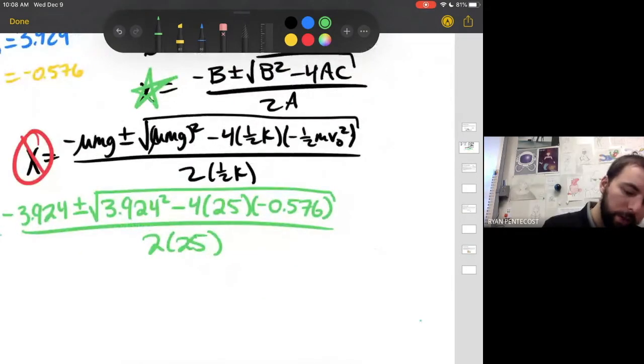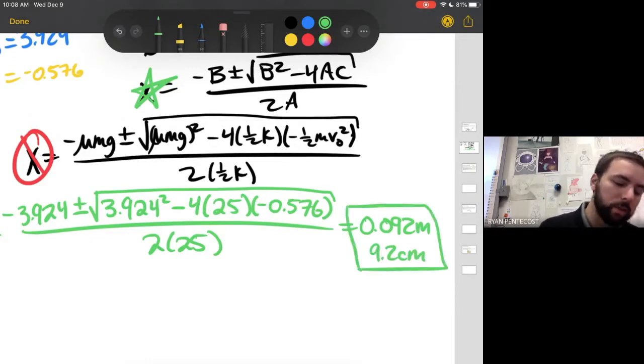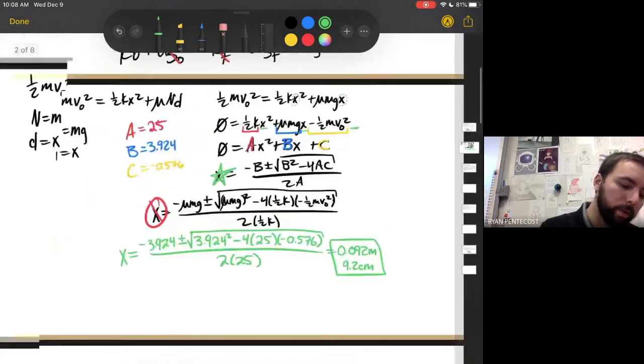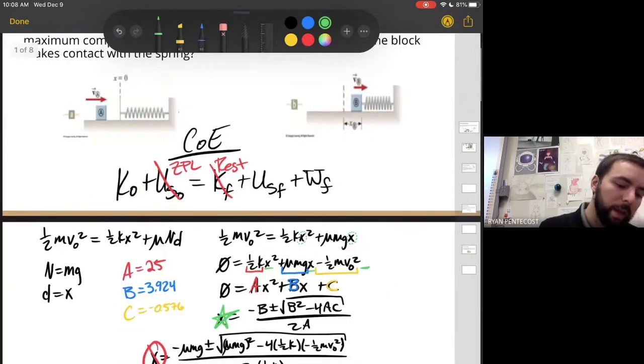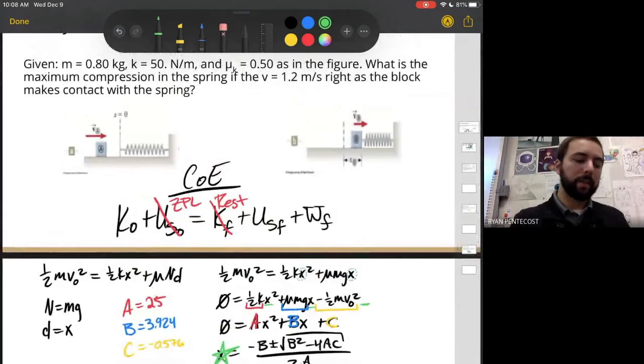If you put all that in your calculator correctly, and you use the plus instead of the minus on your square root, you would get 0.092 meters, or 9.2 centimeters. So that is the distance that this spring is compressed if the mass, k, mu, and v are all as such in that scenario.